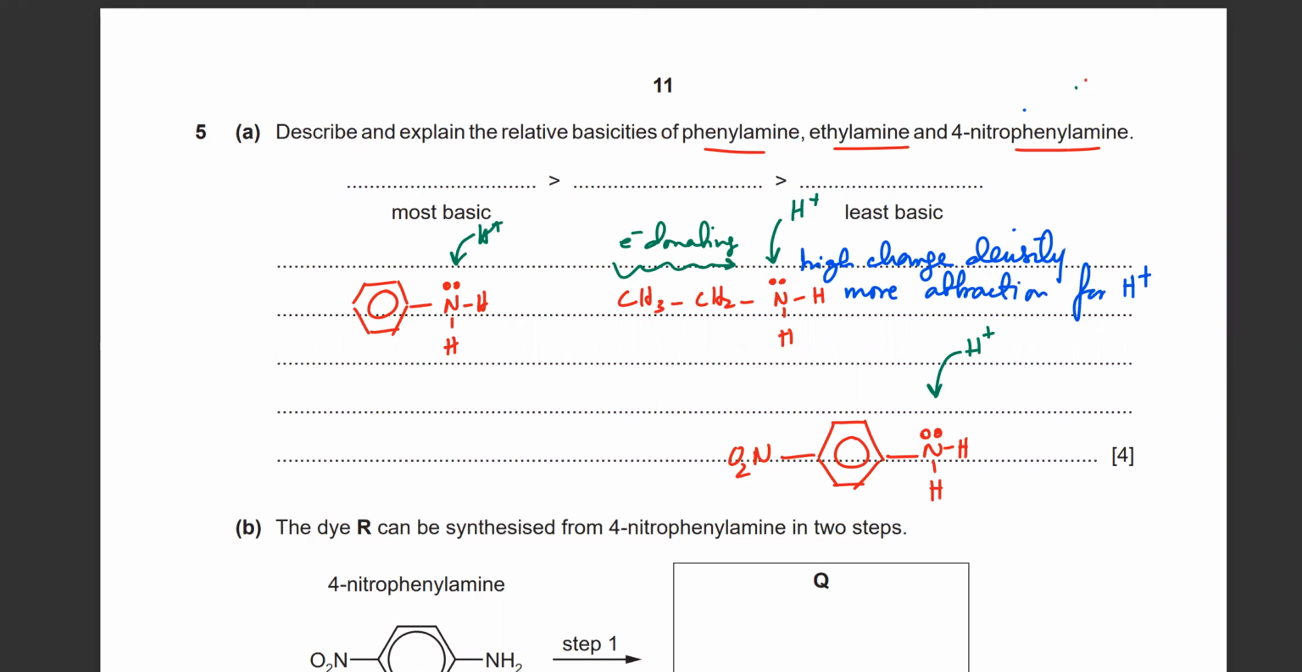Is this clear? Yes or no? Is this clear? Lubena, is this clear? Ethan, Ma? Yep. Okay, so just remember that alkyl chains have electron donating effect.